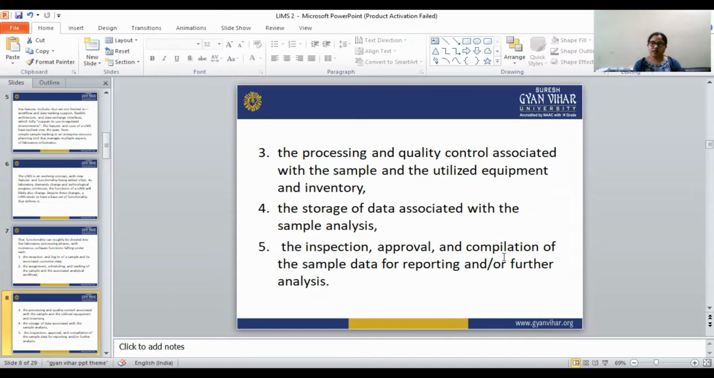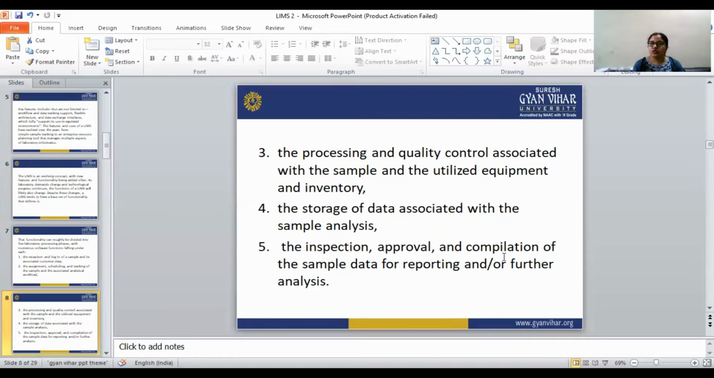Next, third is the processing and the quality control, associated with the sample and the utilized equipment and inventory.